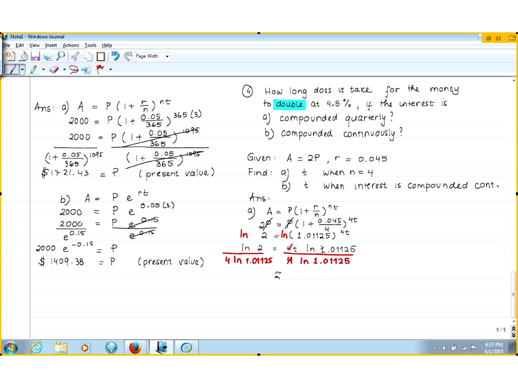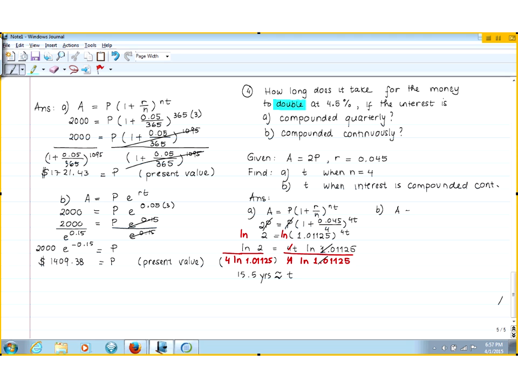You have to be careful when you use your calculator. So t is approximately 15.5 years. When you use your calculator, you probably need to put parentheses here: ln 2 divided by parentheses 4 ln 1.01125. Then we get the t.